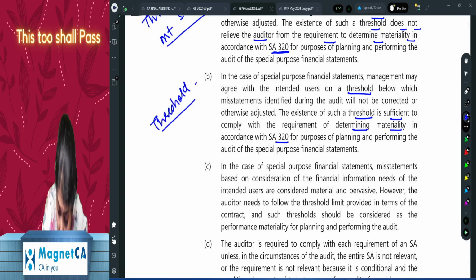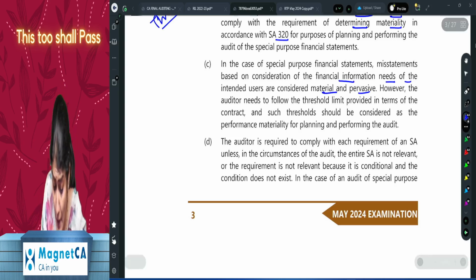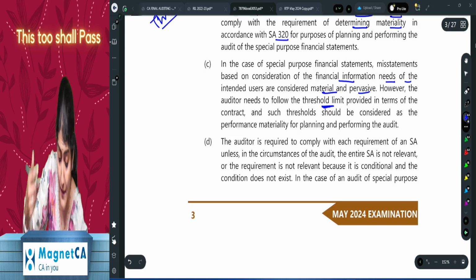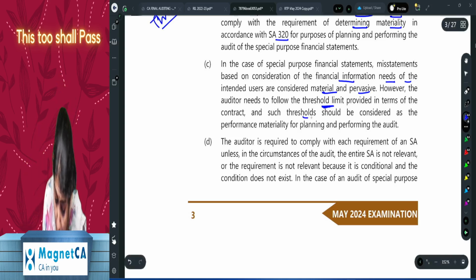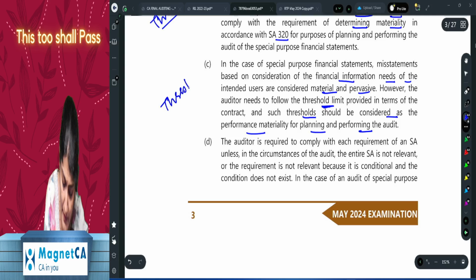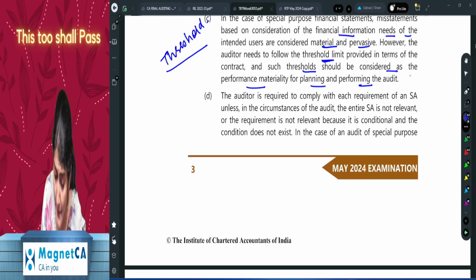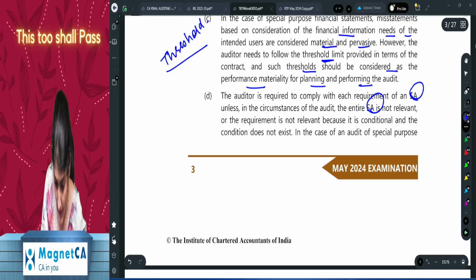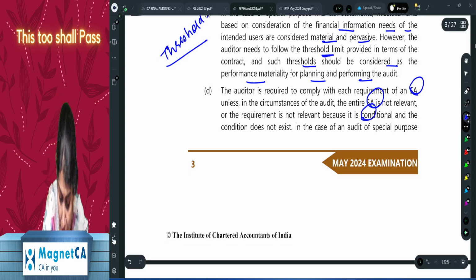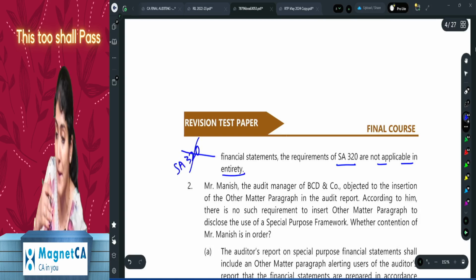Then, in case of special purpose, misstatements based on consideration of financial information needs of the users are considered material and pervasive. However, the auditor needs to follow the threshold limit provided in terms of the contract, and such threshold will also be considered as performance materiality for planning and performing. So again, what they are saying is only the threshold has to be considered. And the auditor is required to comply with each requirement of an SA unless that SA is not relevant or the requirement is conditional and the condition does not exist. In the case of audit of special purpose, the requirement of 320 is not applicable in its entirety. So it says 320 is not applicable only, right?